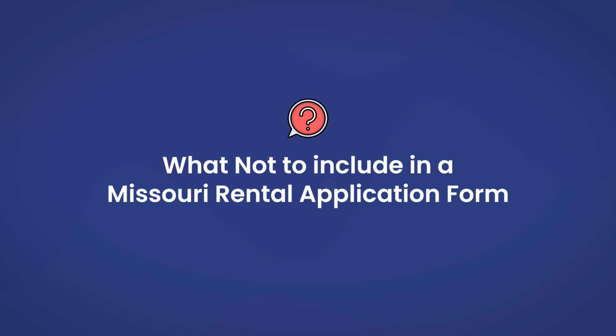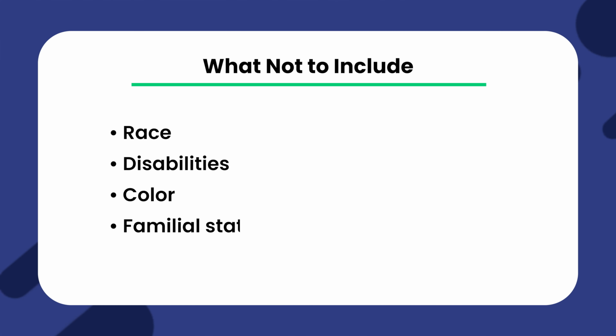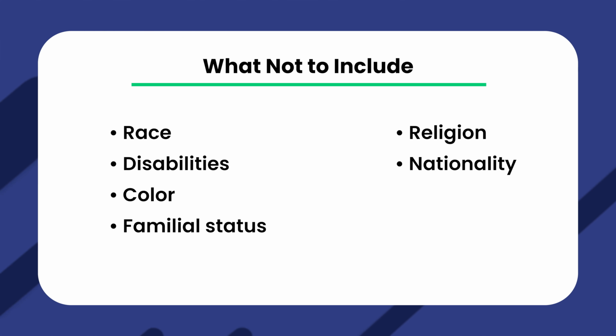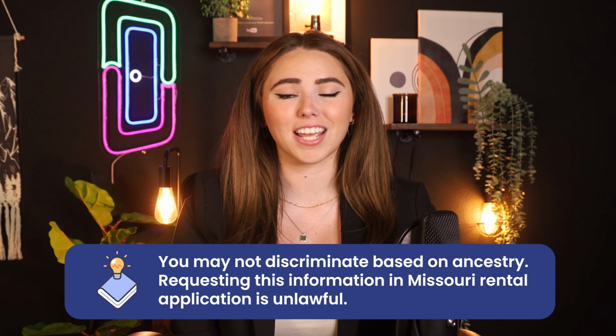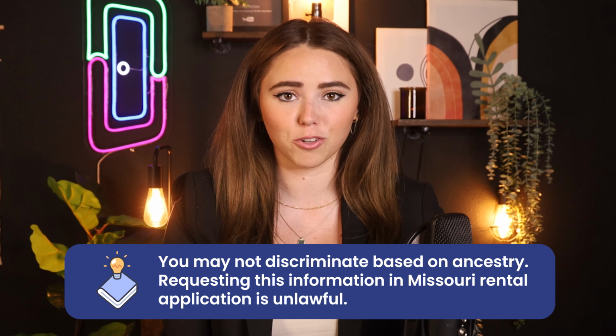Now, what not to include. The Fair Housing Act prohibits discrimination of tenants based on the following attributes: race, disability, color, familial status, religion, nationality, and sex. In addition to those federal restrictions, Missouri also imposes its own rules. You may not discriminate based on ancestry. Requesting this information in a Missouri rental application is unlawful.